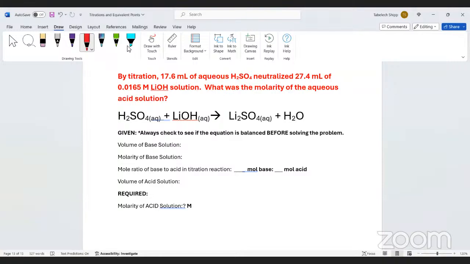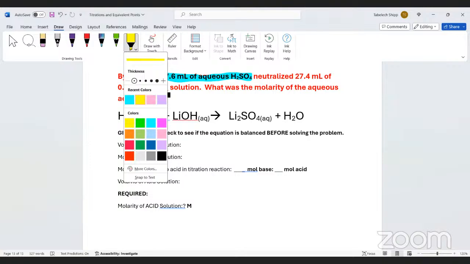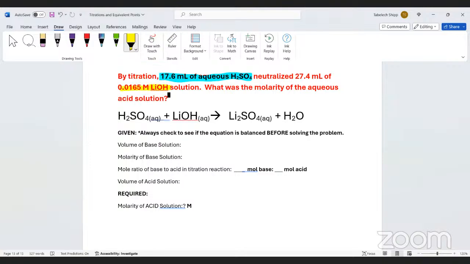H2SO4, I know that's sulfuric acid. Anytime hydrogen is in front, that is an acid. If you see OH in the back, okay, that is your base, FYI. That is your base. But if you didn't know that, you could actually go wrong with your problems, okay?